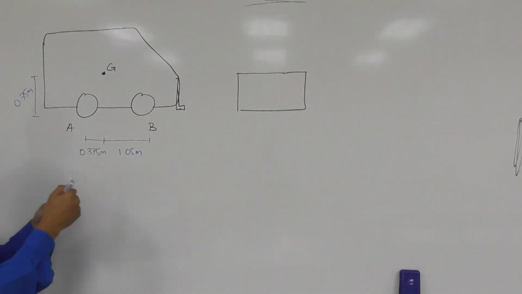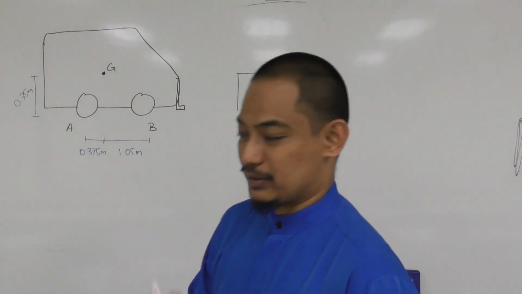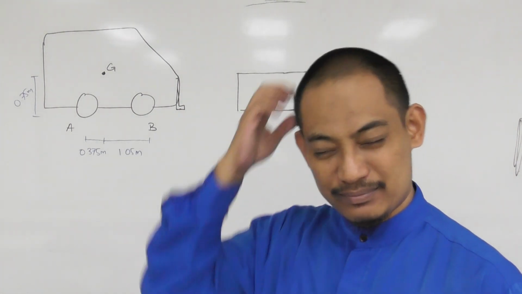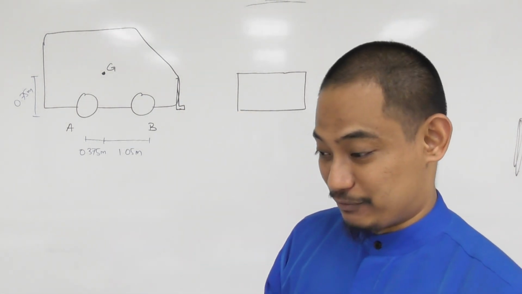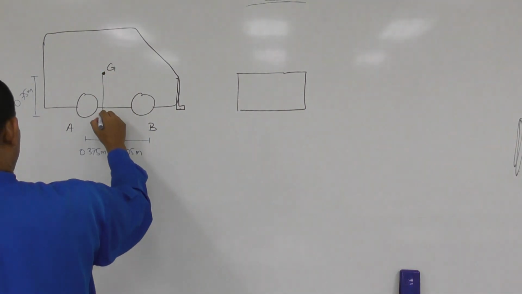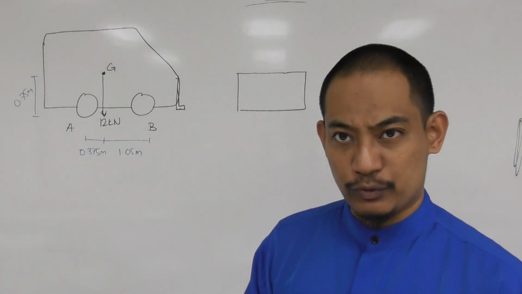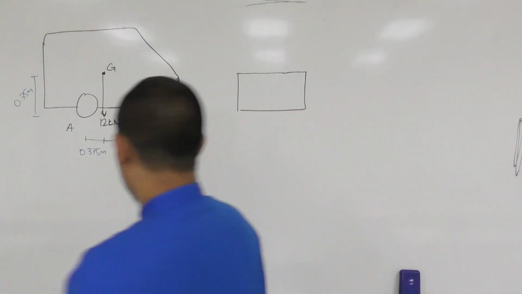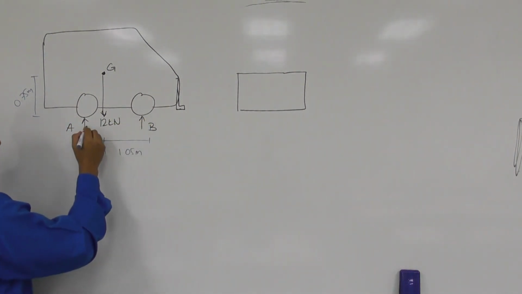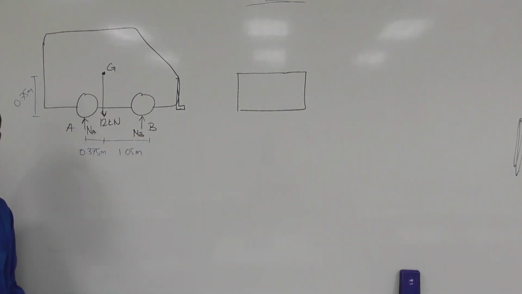Basically the weight of the crate and the weight of the crane. What am I saying? The weight of the forklift, right? So this is 12 kilonewton. So we have the weight there, and there will be a normal reaction here and here, right? So this will be an A and a B, right?